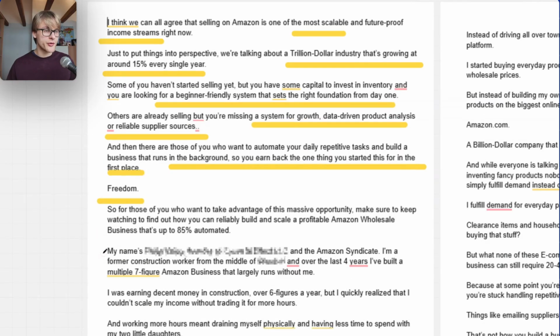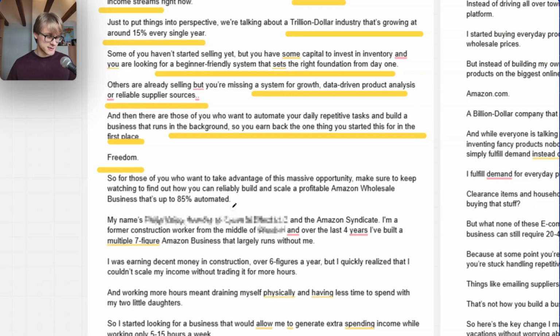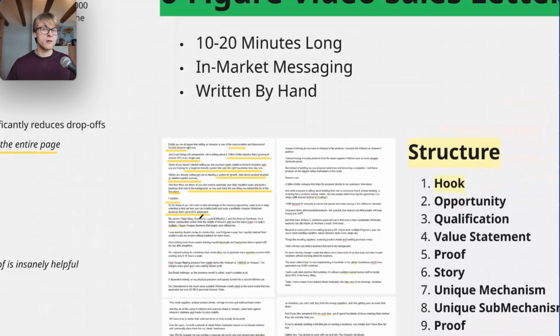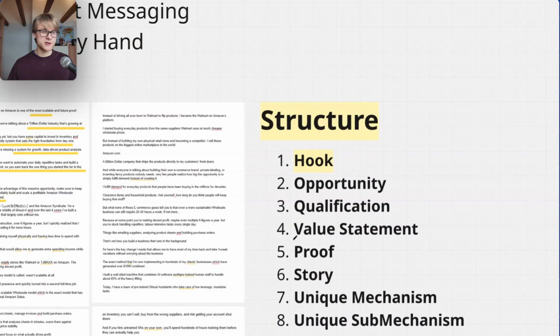So for those of you who want to take advantage of this massive opportunity, make sure to keep watching to find out how you can reliably build and scale a profitable Amazon business that's up to 85% automated. And this is our value claim over there, as you can see. So qualification, opportunity.